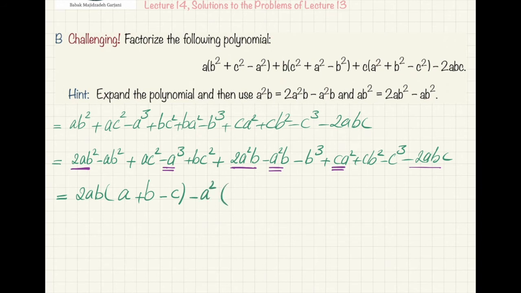Then let us see what happens. From this one, I pulled negative a squared out, so what is left for me is exactly a. And from this term, I pulled negative a squared out, so what is left for me is just positive b. And finally, from this term, I pulled negative a squared out. It was positive, so now it becomes negative. That's a good thing, yes, because now you see this factor is exactly the same factor as here. Okay, so let us see what is left now.